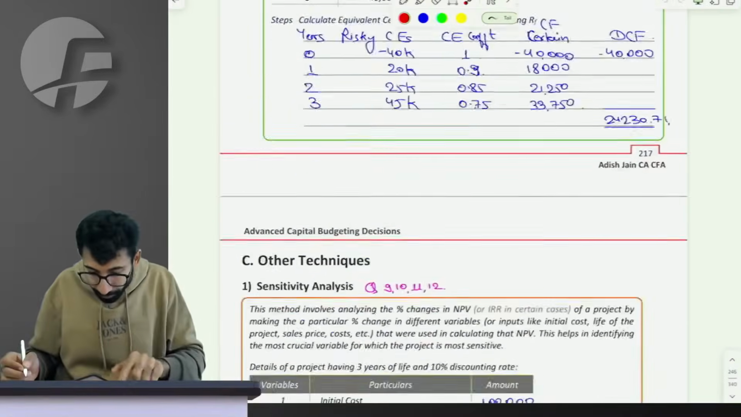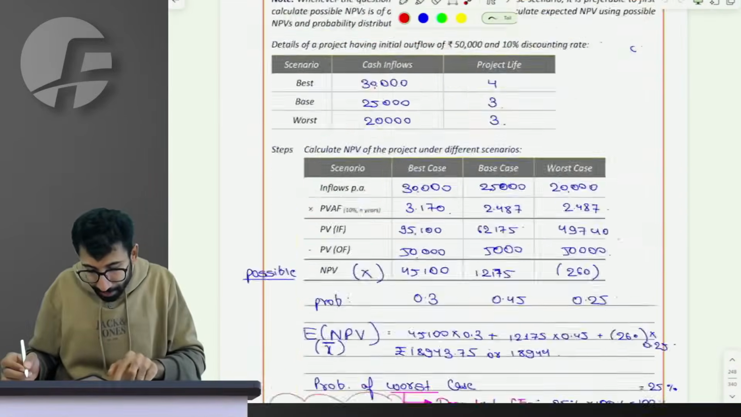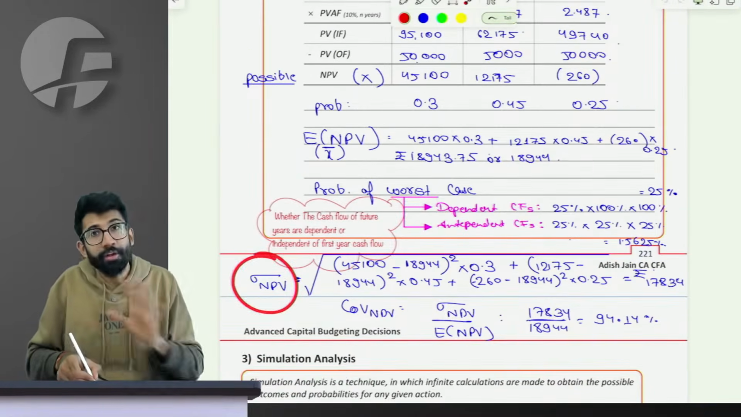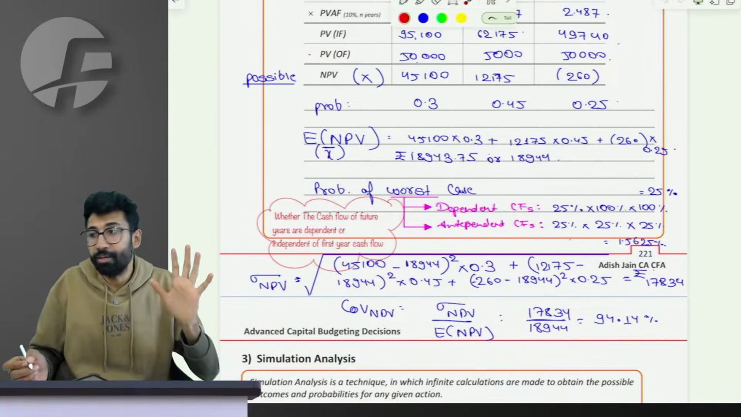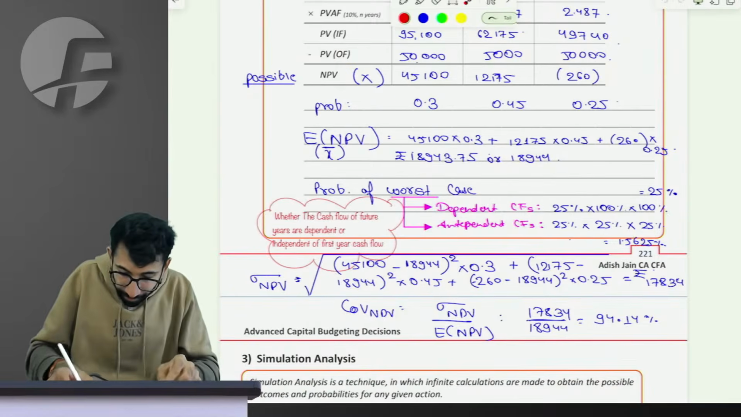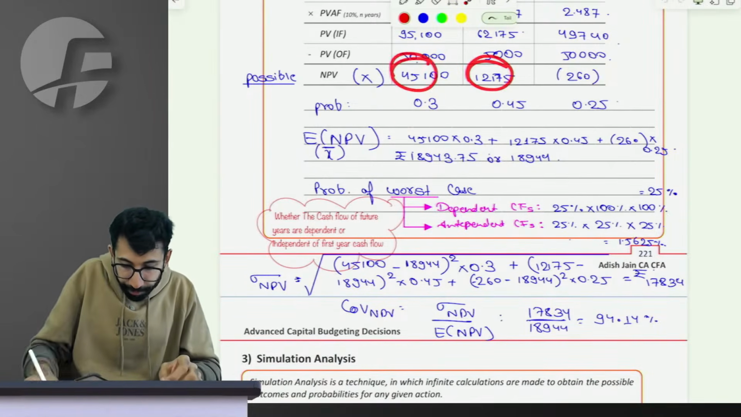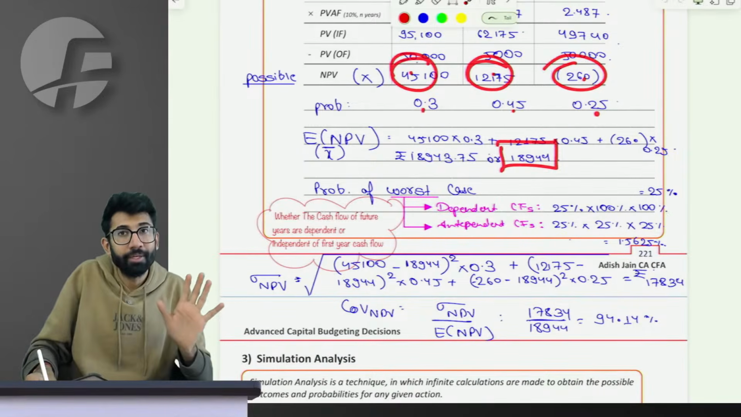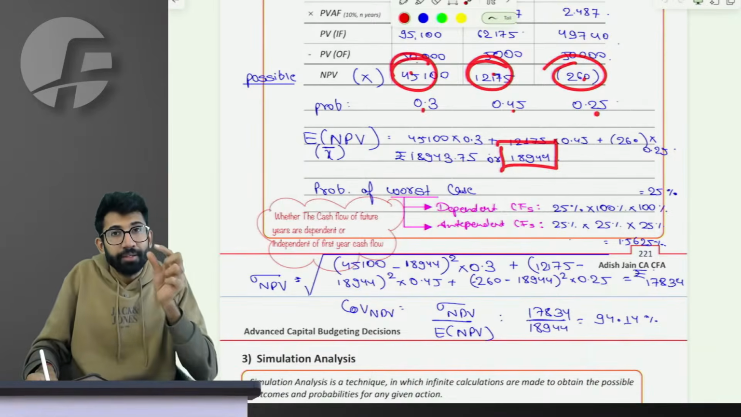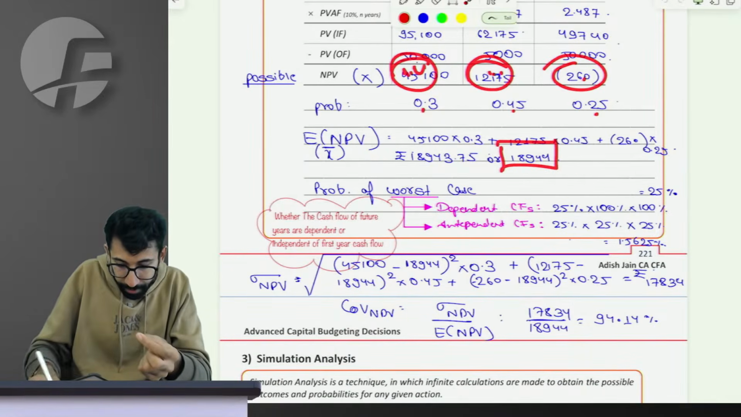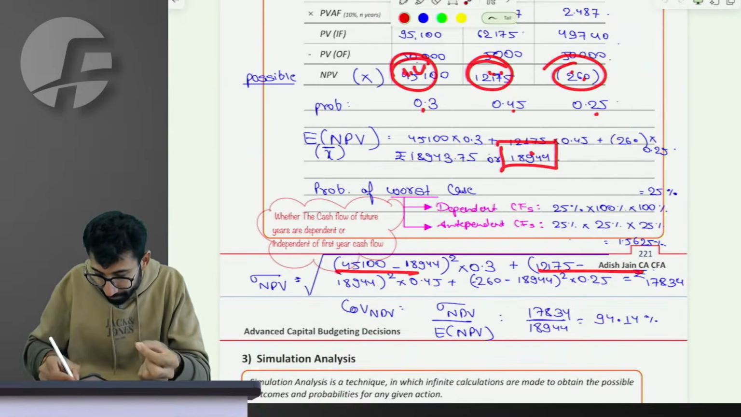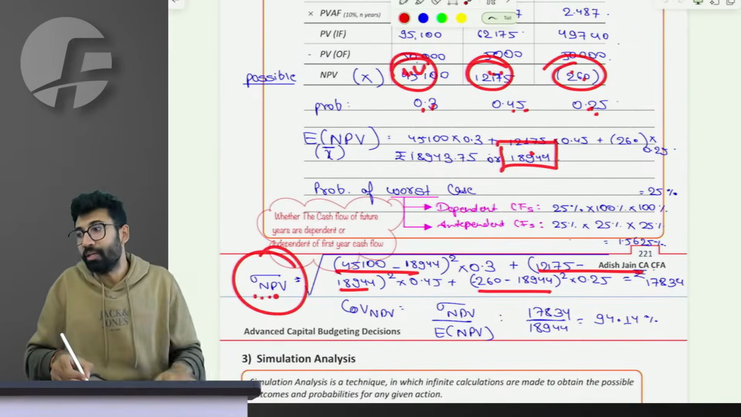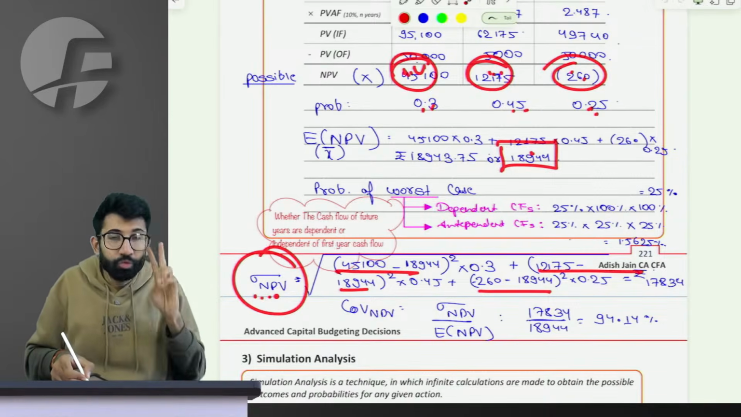Option 2 is what you have learnt in the scenario analysis, that NPV's standard deviation does not require individual cash flows' standard deviation. What you rather need is the individual possible NPV, the expected NPV, and their probability. So you can find the deviation of each possible NPV from the expected like this, and with the probability, you can directly calculate the standard deviation of NPV. Could you all connect to what I'm trying to explain? There are 2 ways to do it now.